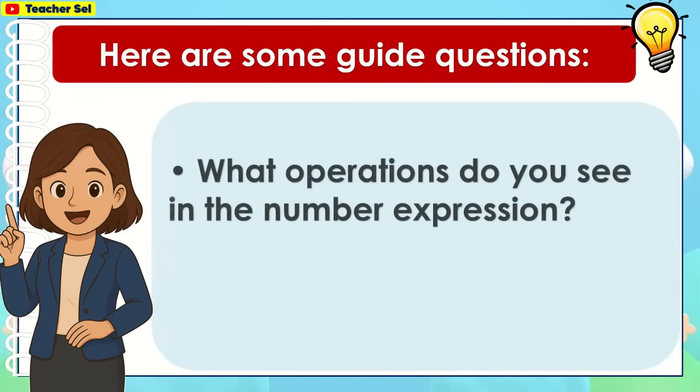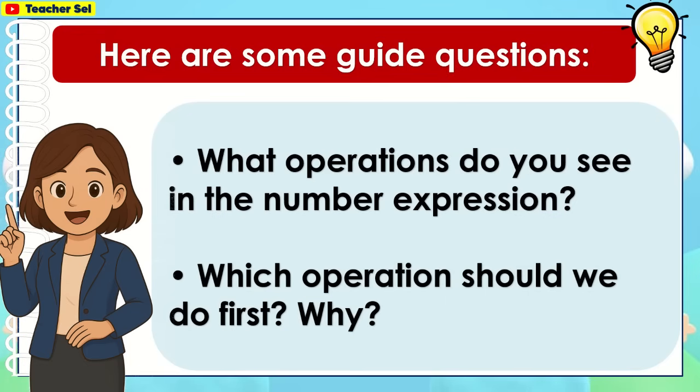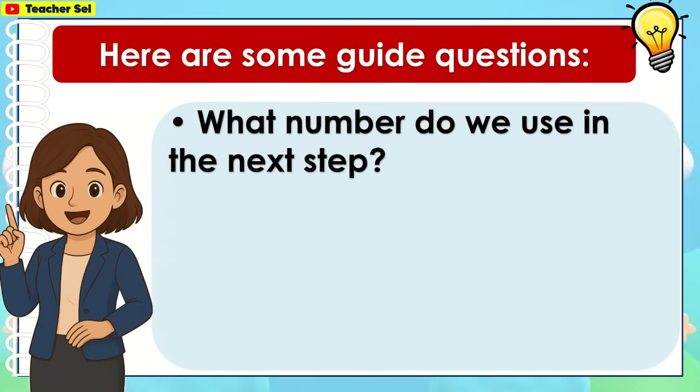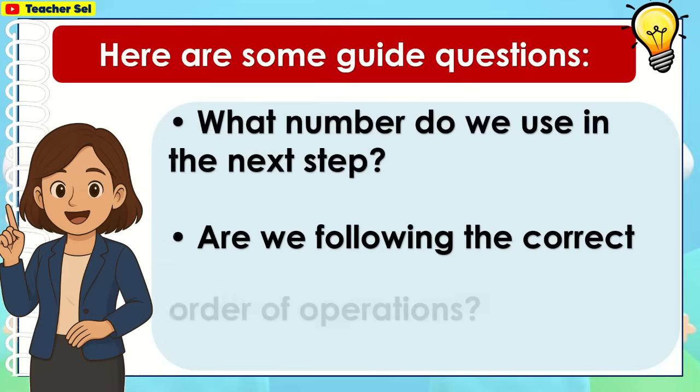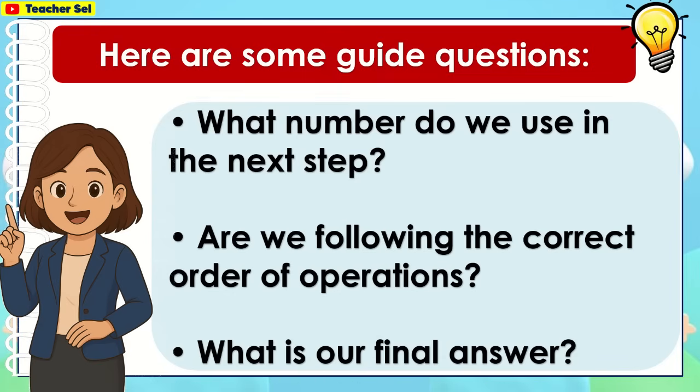Here are some guide questions. What operations do you see in the number expression? Which operation should we do first? Why? What number do we use in the next step? Are we following the correct order of operations? What is our final answer?